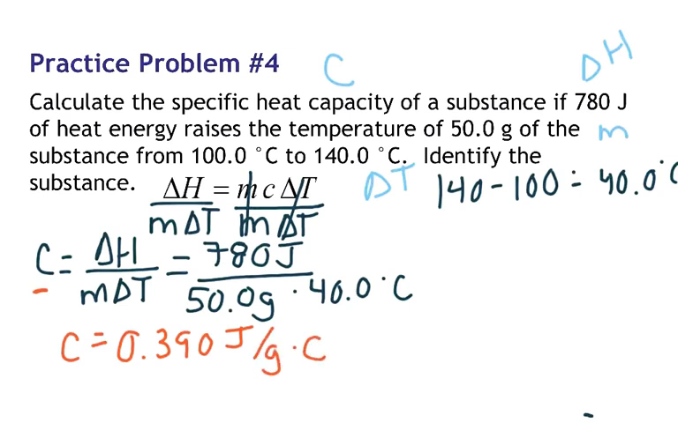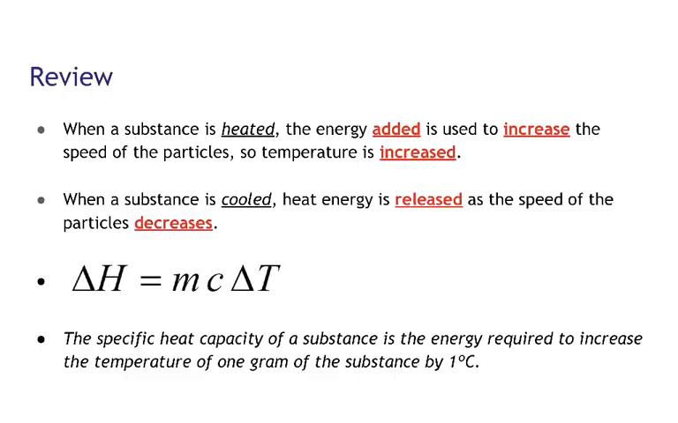The last part of the problem asks you to identify the substance. At this point, I would look at my reference sheet and I would see that this is equal to nothing else but copper. Okay, so that's how you solve specific heat problems. You look at what you're given and what you need to find, and you manipulate the equation.